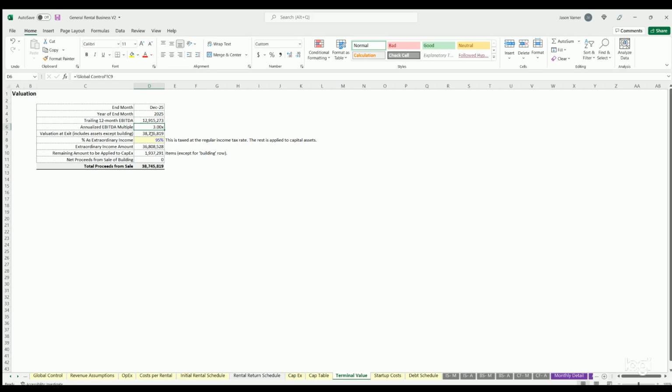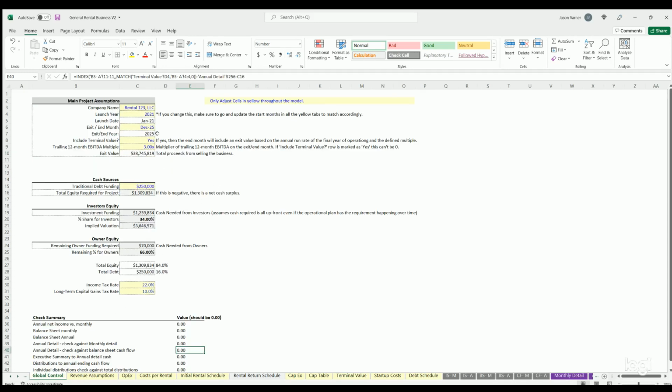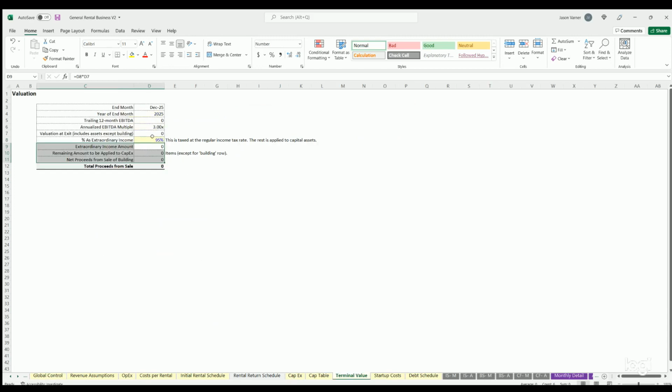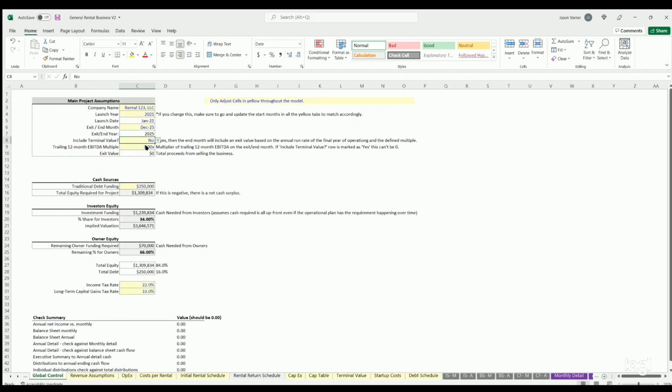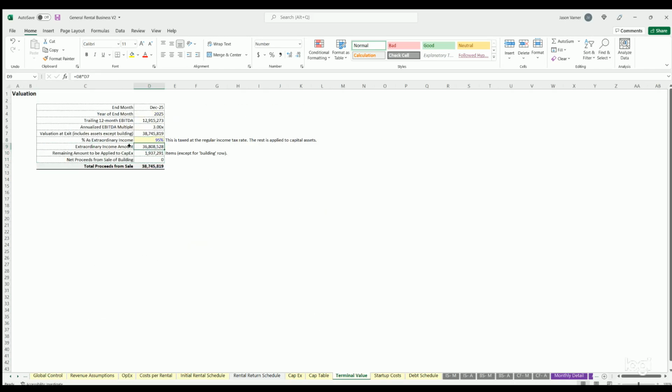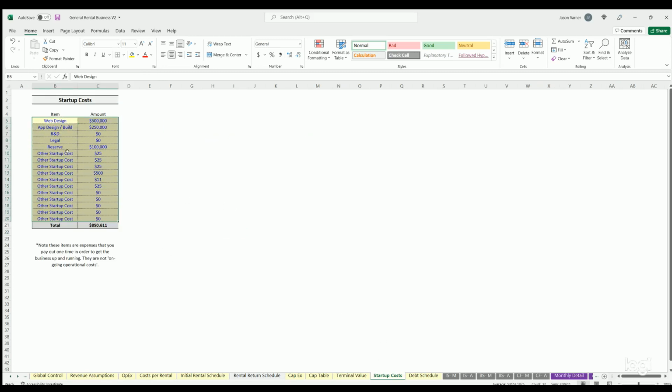Terminal value. This is just showing you what's going on with all of the different sources of proceeds on the exit if you're going to show that. If you select yes on the global control tab here, this will fill out. Now if you put no here, you can see the terminal value just zeroes out. But if we have yes, here's extraordinary income, which is based on this percentage, and then any remaining goes to CapEx, and you've got your building as a separate piece. Startup costs, just one-time fees, legal fees, etc. They'll just hit right at month 1 on the income statement.